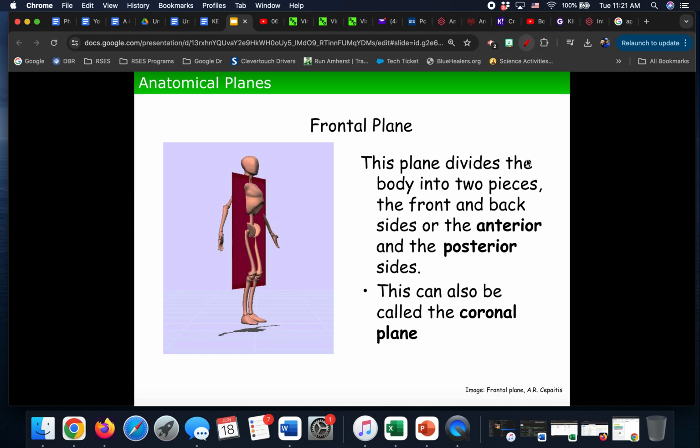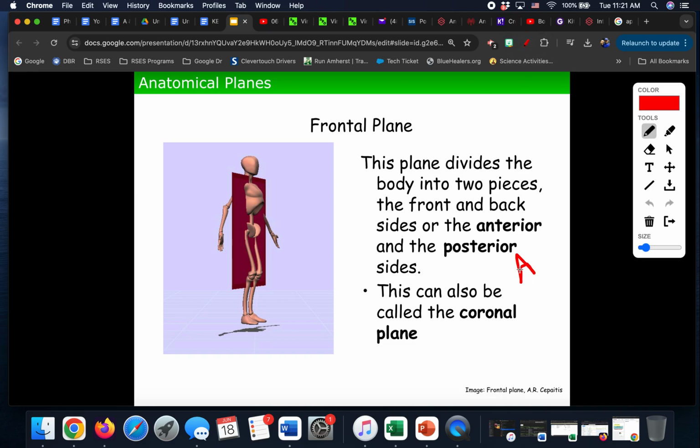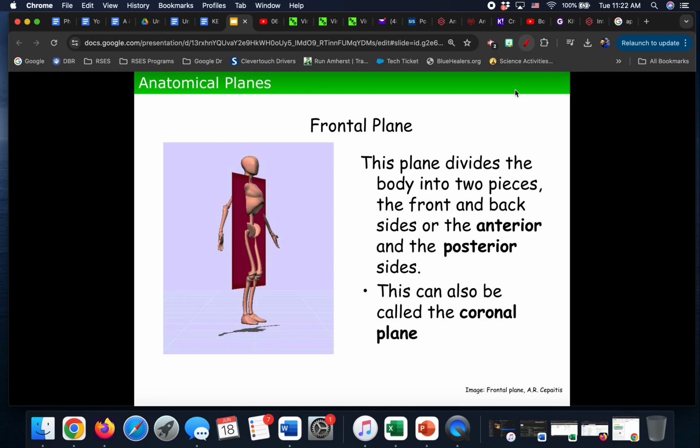Again, A goes with C. Before A went with V. Both times it was anterior and ventral. In the plane version, AC goes with coronal. Again, I'm going to try to stick with one term and then maybe use the other as extra credit on the test. But the frontal plane cuts between the front and the back, or divides the body between the front and the back.